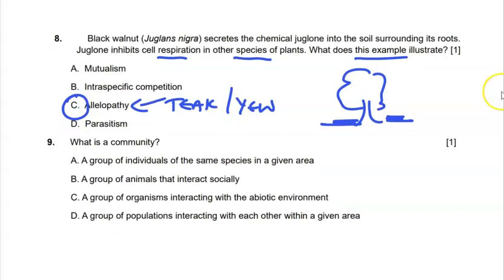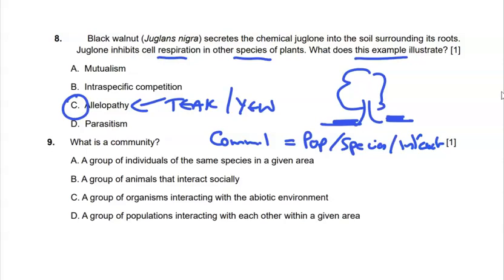On to question 9. What is a community? So perhaps you have a definition already rehearsed from our study of ecology, but as I see it, a community is made up of populations of different species, and they interact with each other. So let's see if that works. A group of individuals of the same species, well, already I'm eliminating this because I want different species. A group of animals that interact socially, well, perhaps they do, but we're looking for total interaction, in particular the feeding relationships, so not B.